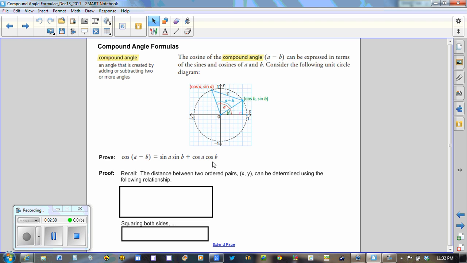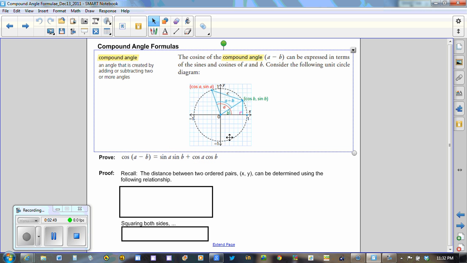So our proof is as follows. Cosine of A minus B is equal to sine A sine B plus cos A cos B. So this is an identity, and it is up to us to use a geometric form of reasoning, that is through the diagram, along with some algebra to come up with it.